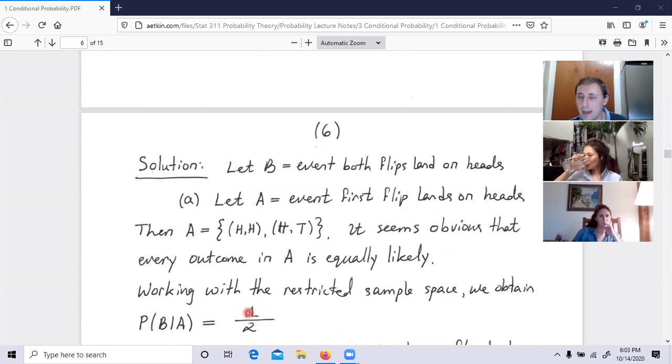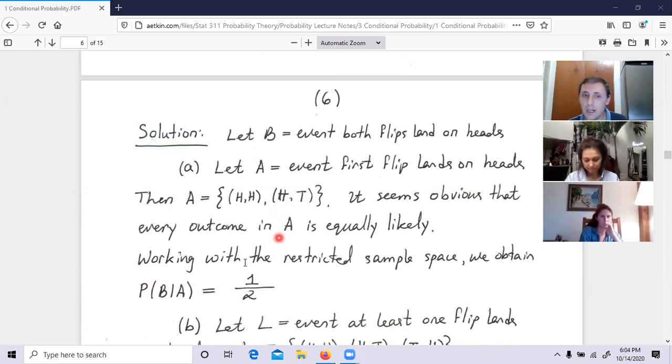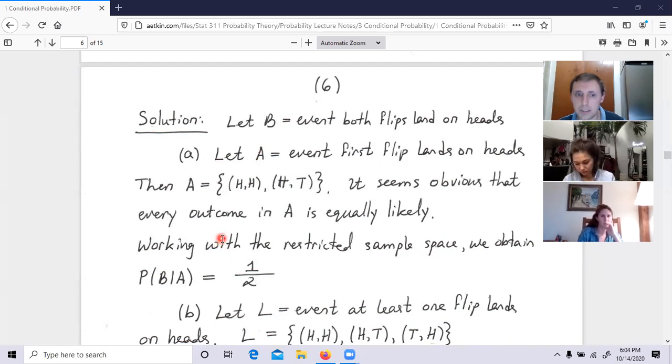The answer is 1/2, because you understand why, guys, right? I work with a restricted sample space. This outcome and that outcome are equally likely. Good. I don't need to work with the unrestricted sample space.